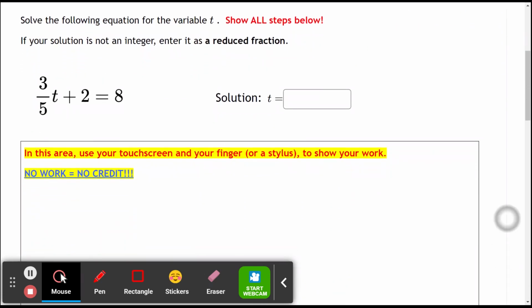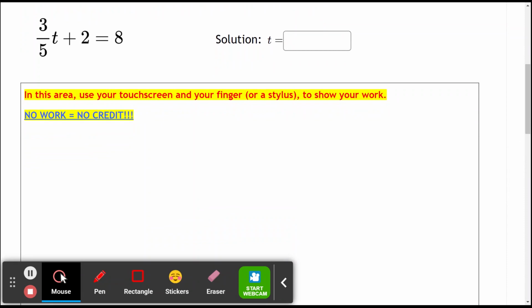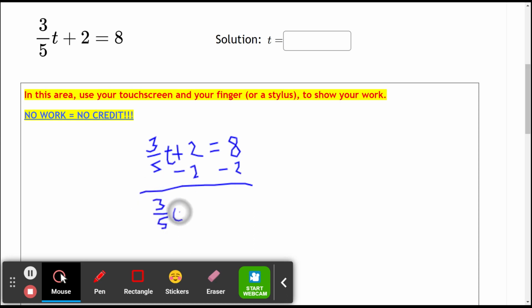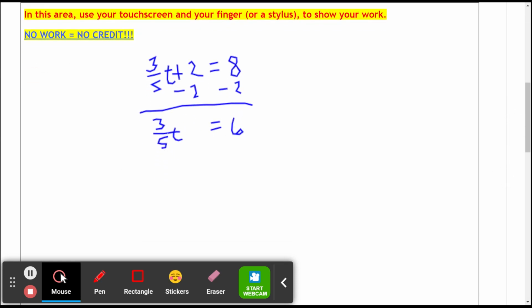This one is number 7. So we have 3/5 t plus 2 equals 8. And so I would subtract 2 from both sides. And we get 3/5 t equals, that's 6. And now I would divide by 3/5.